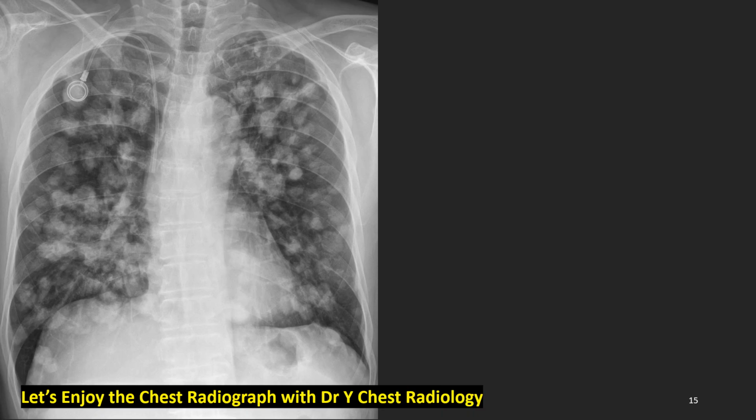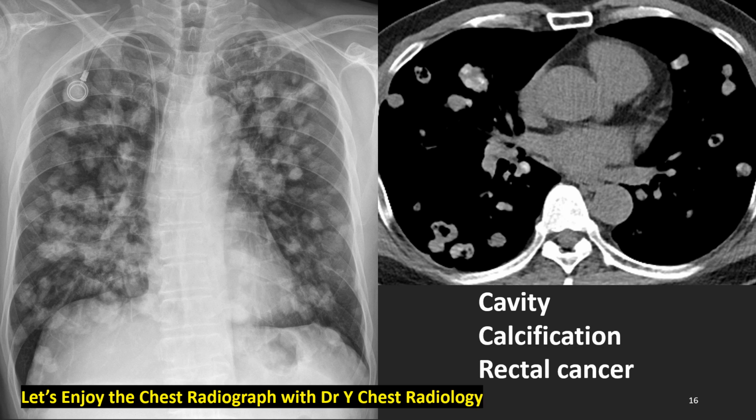Let's move to another hematogenous metastasis. Bilateral, symmetric, many, numerous, round, solid nodules. Yes, hematogenous metastasis. This is the non-contrast axial CT of the lower lung zone. We see many solid nodules and also cavitated nodules, and some calcifications in the nodules. Cavitation, calcification. This is from rectal cancer.